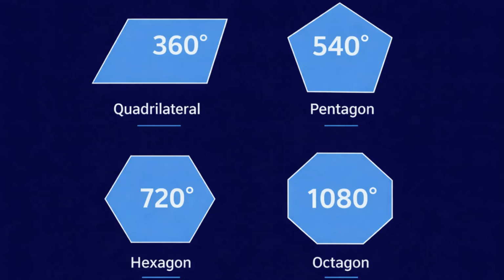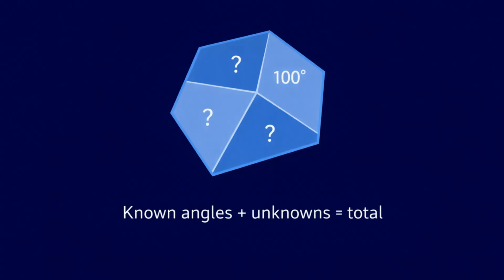So a quadrilateral has interior angles that add to 360. A pentagon's angles add to 540. A hexagon's angles add to 720. An octagon's angles add to 1080. Once you know the total, the process is always the same. You add the angles you know and subtract from the total.